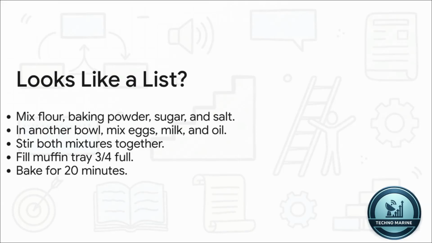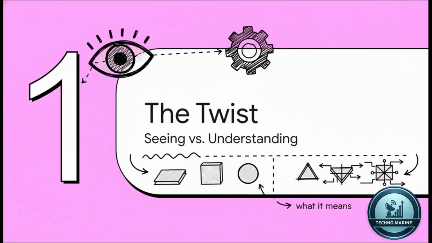But, and this is a big but, what we see isn't always what a machine understands. And that right there is the big twist in this whole story. There's this huge gap between how something looks to our eyes and what it actually means to the technology that's running the web. And trust me, that distinction is absolutely everything.